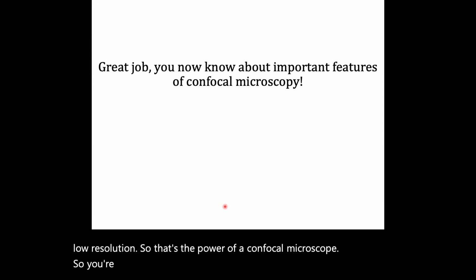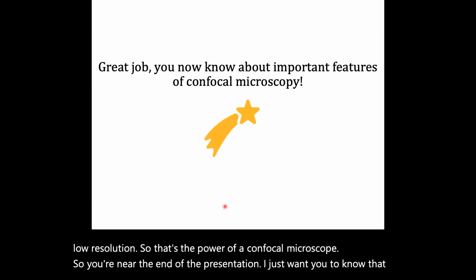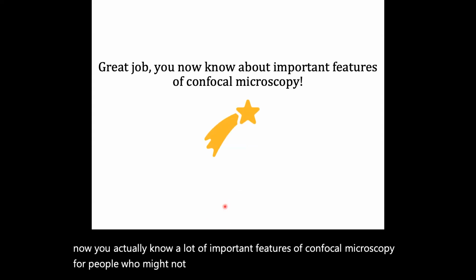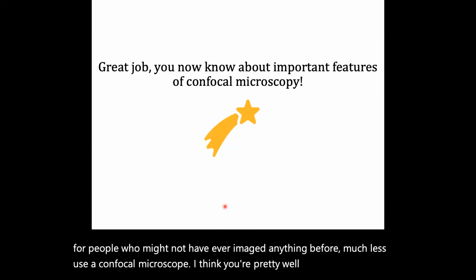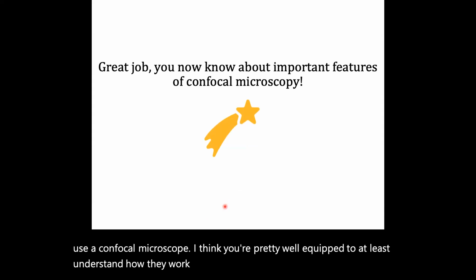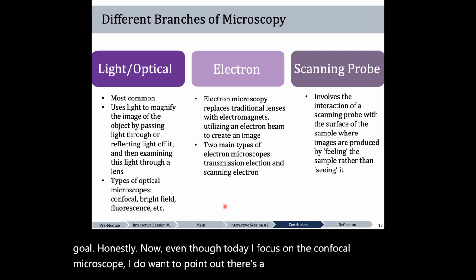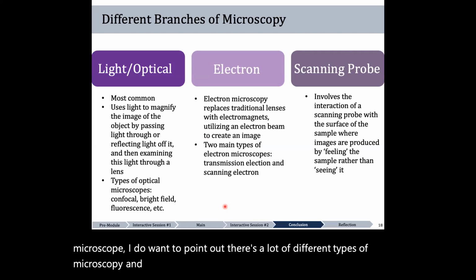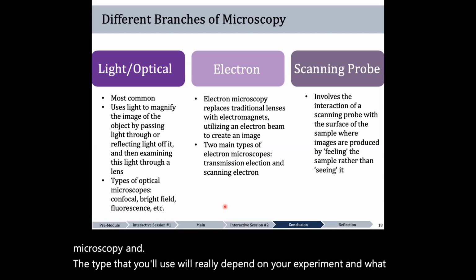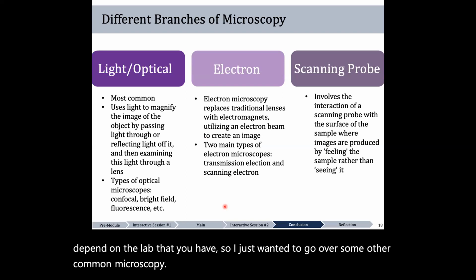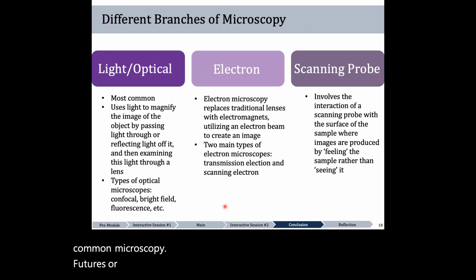So you're near the end of the presentation. I just want you to know that by now you actually know a lot of important features of confocal microscopy, for people who might not have ever imaged anything before, much less used a confocal microscope. I think you're pretty well equipped to at least understand how they work and why they're really powerful, which is the goal, honestly. Now, even though today I focused on the confocal microscope, I do want to point out that there's a lot of different types of microscopy. The type that you'll use will really depend on your experiment. It will depend on the lab that you have.